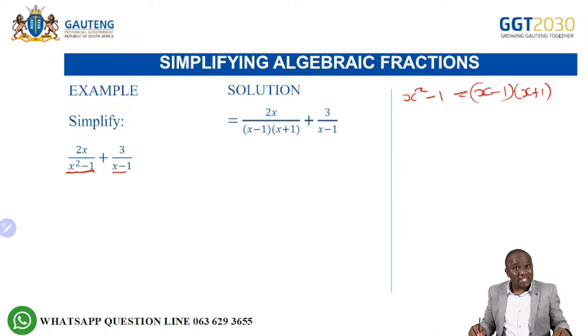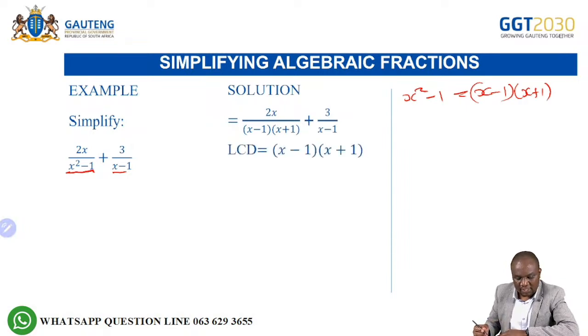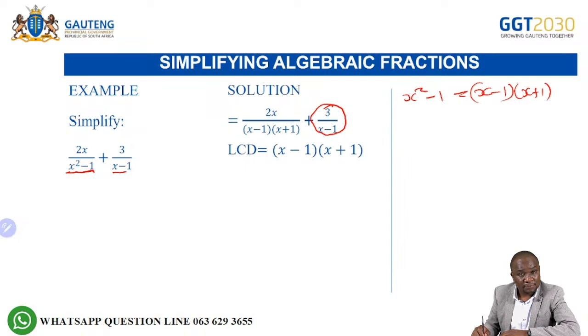So what is the LCD? What is the lowest common denominator here? We have x minus 1 times x plus 1 times x minus 1. The LCD, the lowest common denominator, is x minus 1 times x plus 1. So we have to multiply this fraction, the denominator and the numerator, by x plus 1, so that we have the same denominator. Please, I said write notes as I explain.